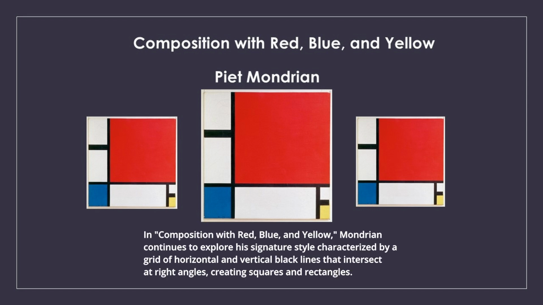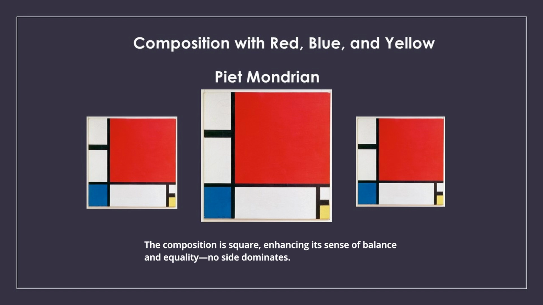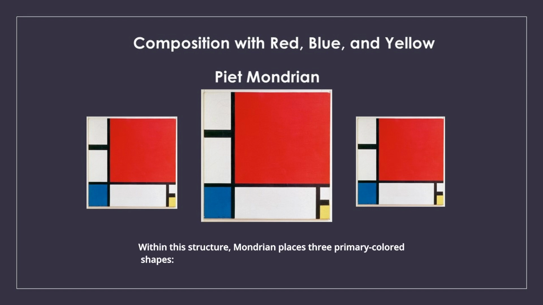In Composition with Red, Blue, and Yellow, Mondrian continues to explore his signature style characterized by a grid of horizontal and vertical black lines that intersect at right angles, creating squares and rectangles. The composition is square, enhancing its sense of balance and equality. No side dominates.